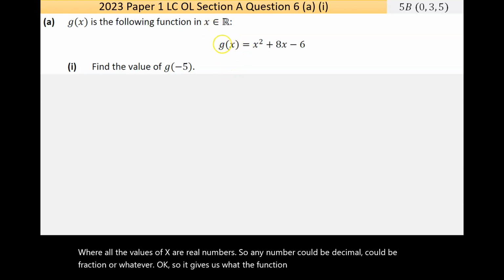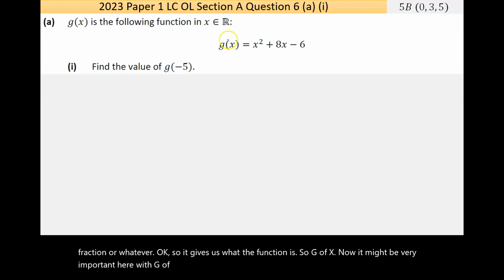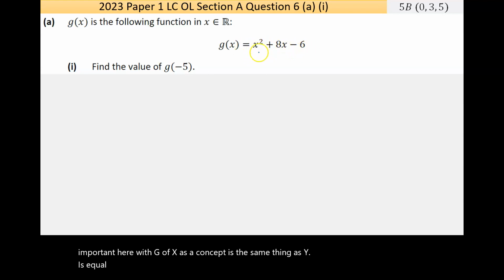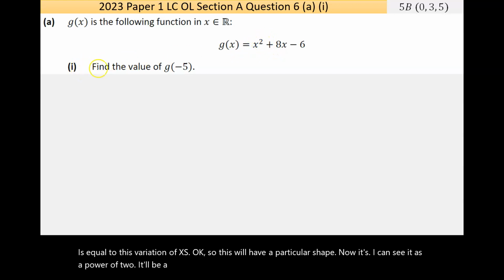Now g of x as a concept is the same thing as y, is equal to this variation of x's. So this will have a particular shape. Now I can see it has a power of 2, so it'll be a quadratic. But part 1 is only asking, find the value of g of minus 5.